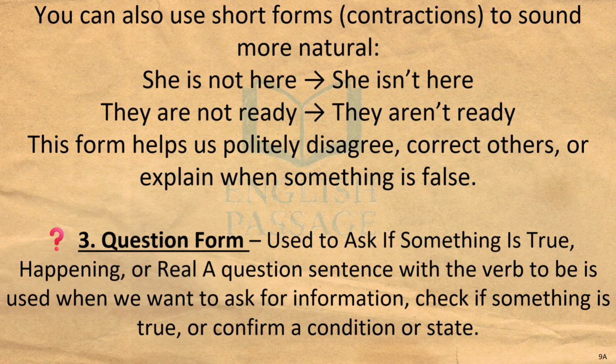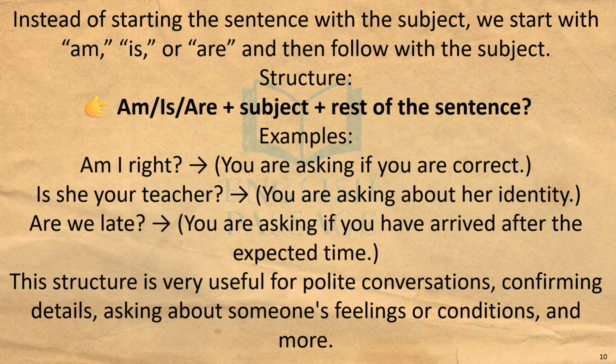3. Question form, used to ask if something is true, happening, or real. A question sentence with the verb to be is used when we want to ask for information, check if something is true, or confirm a condition or state. Instead of starting the sentence with the subject, we start with am, is, or are, and then follow with the subject. Structure: Am, is, or are plus subject plus the rest of the sentence.